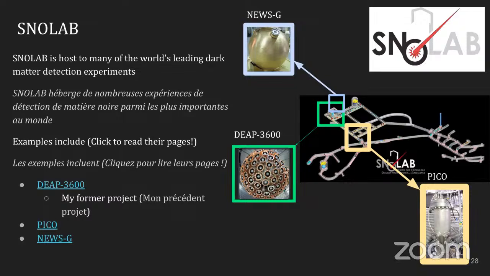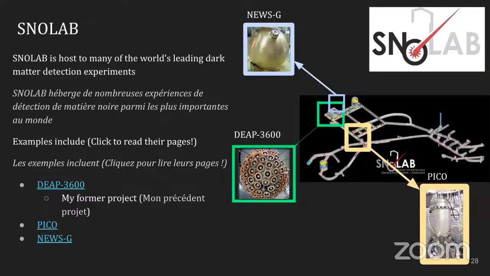SNOLAB is host to some of the world's leading dark matter experiments. Depending on what types of dark matter regimes they're looking for, and what types of interactions they're looking for, these different experiments will look for things in different ways. I've listed a few examples here, and I encourage you to go through and read their pages if you're interested in learning more about the specifics of how each detector works.